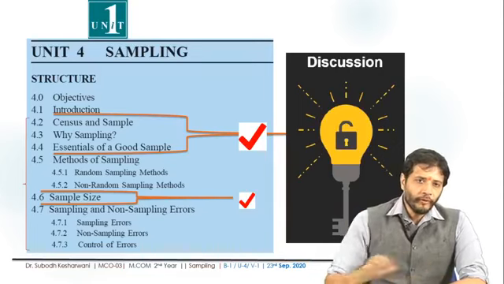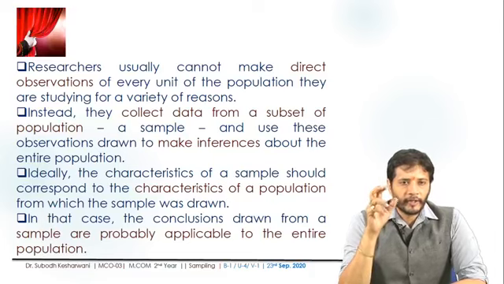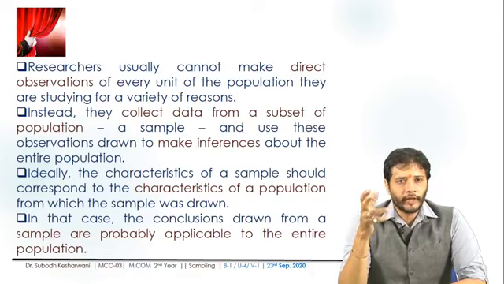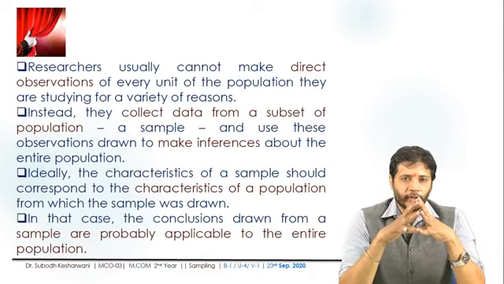What we have observed, if we talk about the trend which is going on, is that researchers usually cannot make direct observations of every unit of the population. That is very true, because the population is a bigger circle and it is considered to be the universal.